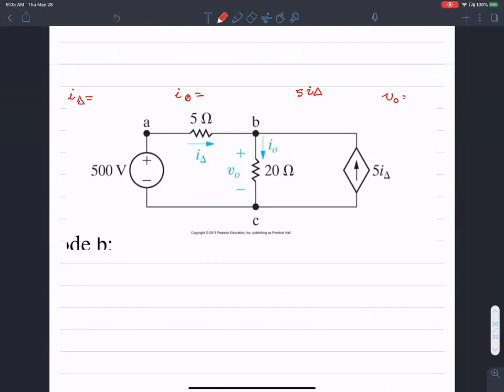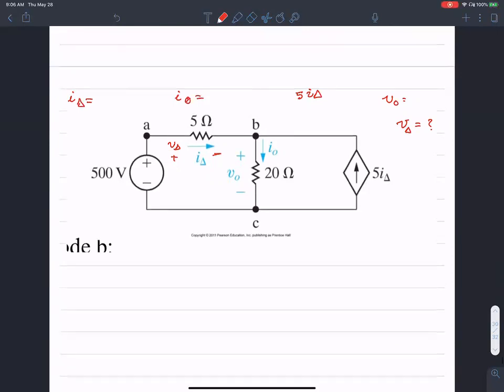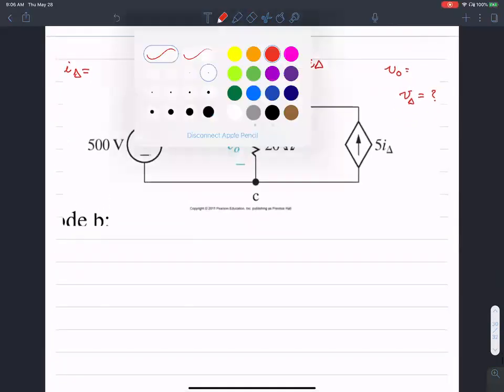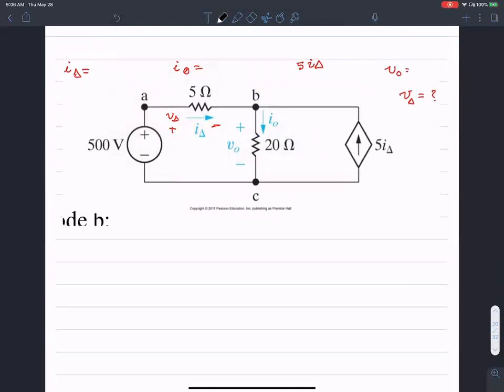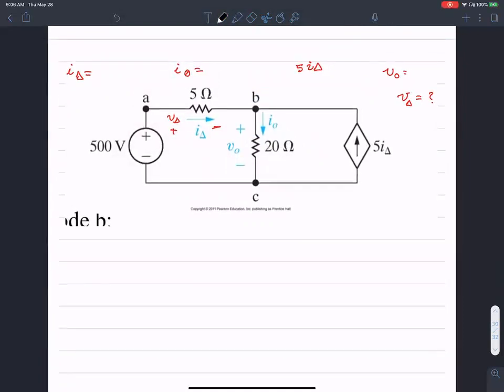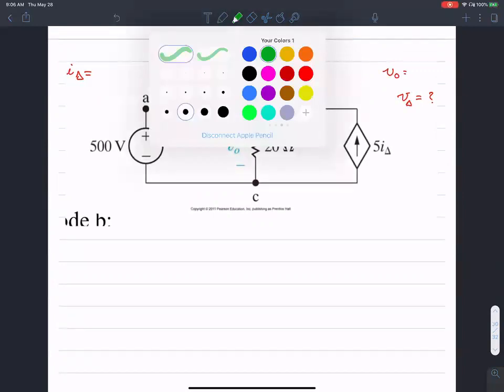I'm going to call this V delta as well. V delta is the voltage drop from here to here. Okay, and we are expected to find all of these. It's a simple problem compared to what we have already done, but it does have a dependent current source, so it's better to solve one or two of those problems. Let's start by looking at the nodes.